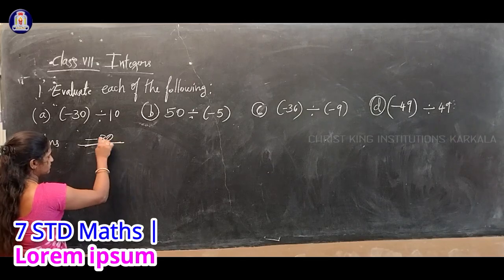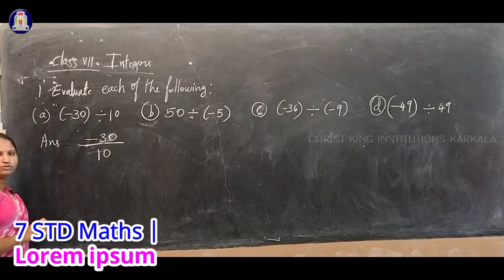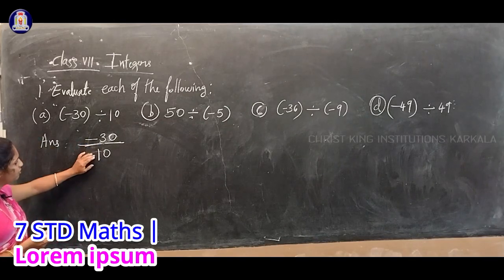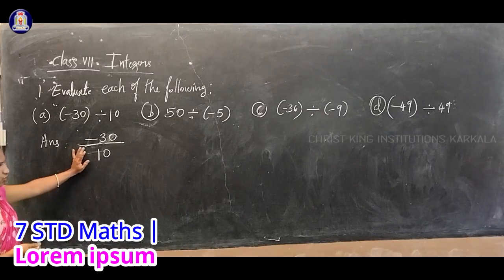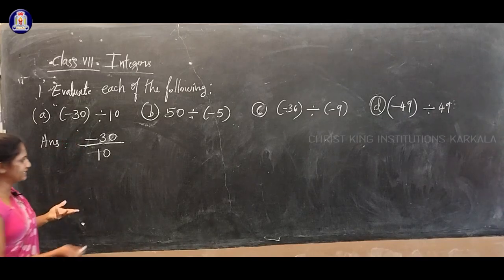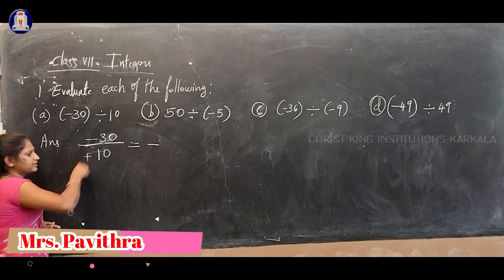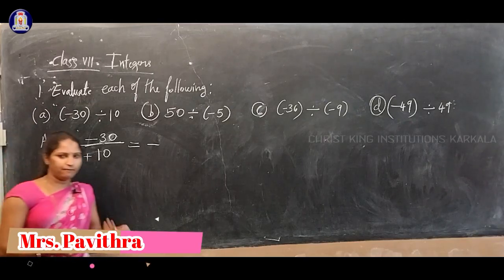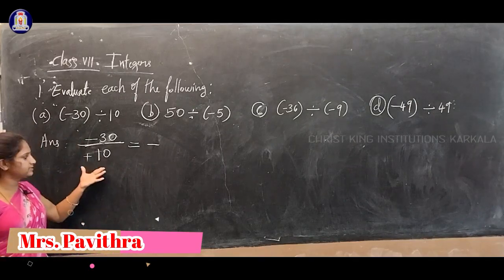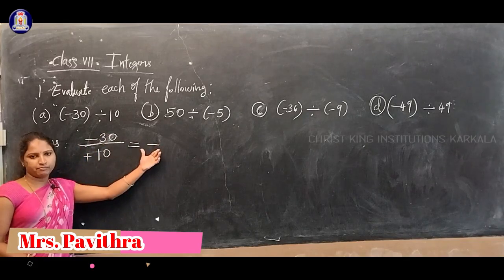So first write it like this, 30 divided by 10. Now see the sign: in the numerator the sign is a minus and in the denominator the sign is a plus. You know, plus minus minus. Here the sign is not there, which means you can consider there is a plus sign. Sometimes they will not mention the plus sign, but then you have to write the plus sign. So plus minus minus.